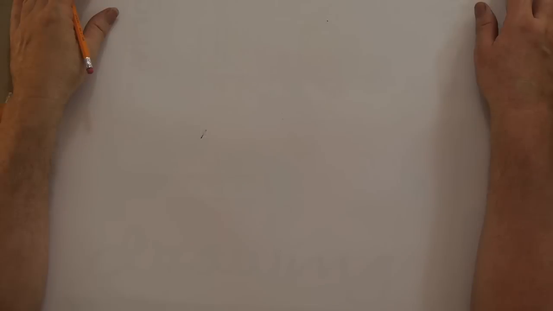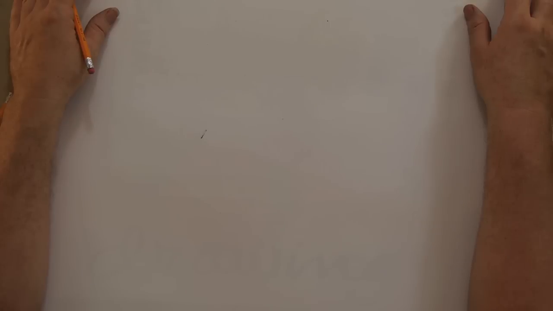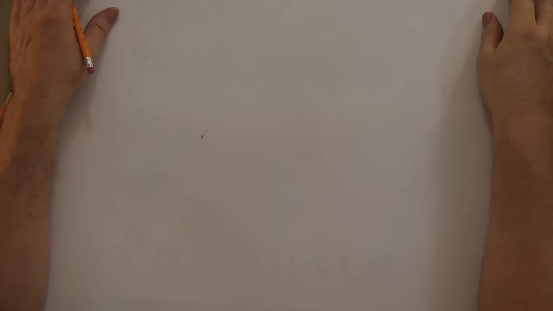All right, what we're going to do next is a couple of drawing exercises that I call virtual pyramids, because they approximate to a very high degree of accuracy the 51 degree, 51 minute slope or base angle of the Great Pyramid. They're a little bit off, but for all practical purposes, they're so close that if you wanted to draw a profile of the Great Pyramid for whatever reason, either one of these two methods would work. And they're interesting exercises in their own right.